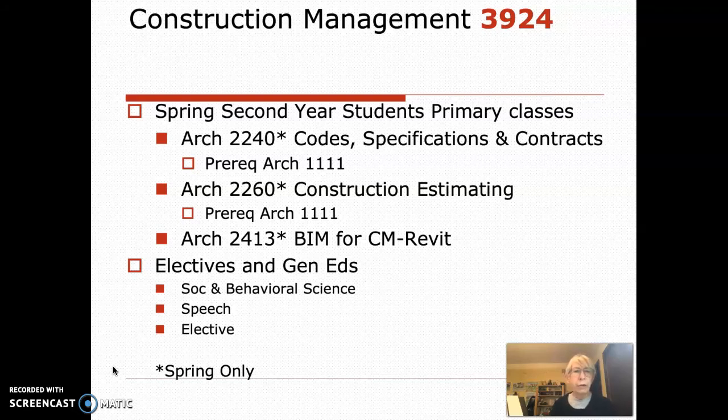For the second year students, you're really locked into these classes. 3 of your required classes are only offered in the spring, and you typically won't have had the prerequisites for them until this year. So there's Architecture 2240, Code, Specs, and Contracts, Architecture 2260, Construction Estimating, and Architecture 2413, BIM for Construction Management, which is a Revit class. All 3 of those are only offered in the spring, so you must take them. And then completing any of your electives and Gen Ed requirements would be the last recommendation for second year CM students.